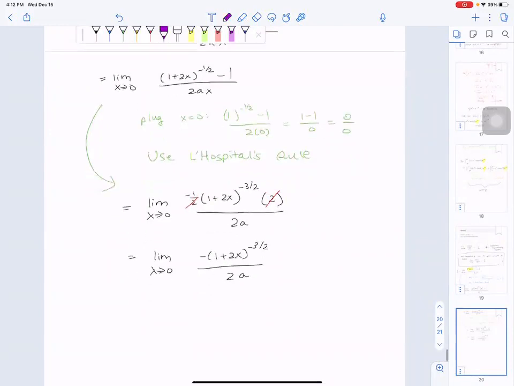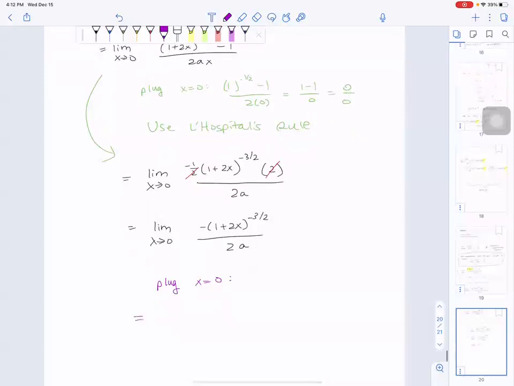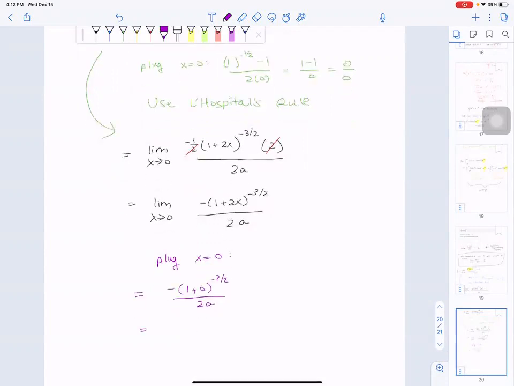Okay, so now let's try plugging in x equals 0 again and see if we finally get something. We get negative of 1 plus 0 to the -3/2 over 2a, which is -1 over 2a. Yay, we got something.